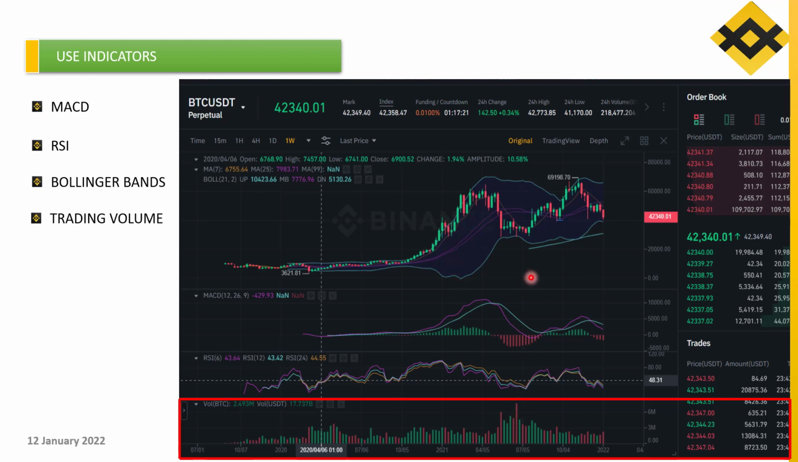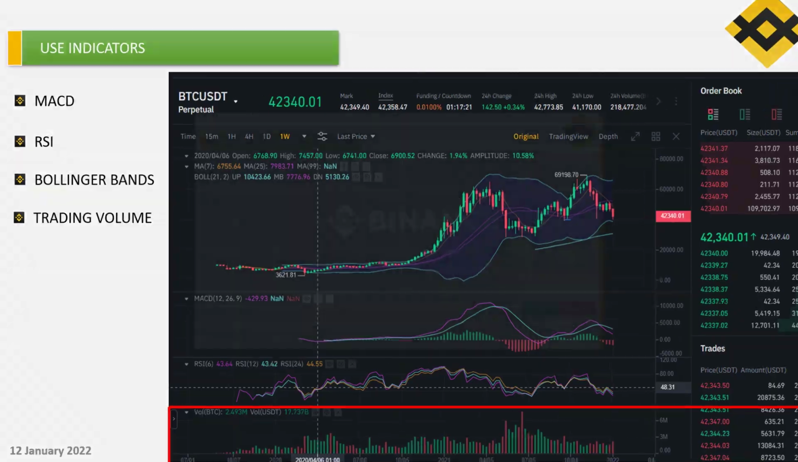However, BTC is on an uptrend in this case. However, there is a decreasing volume. So in this case, for expert traders, this is a sign that BTC is about to dump.